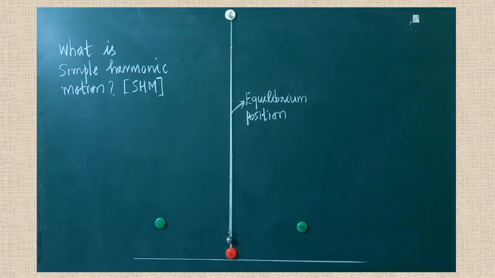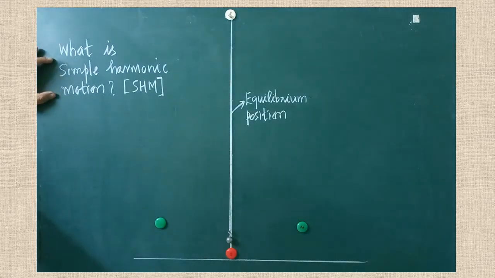Today we are going to start the 10th chapter. The name of the 10th chapter is called Oscillations. Here in the beginning of the chapter Oscillation, we are going to learn the term called simple harmonic motion.